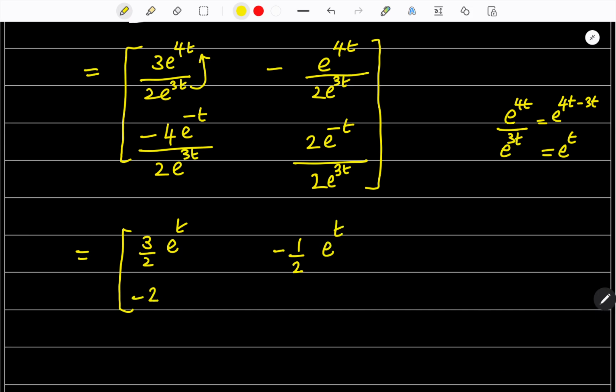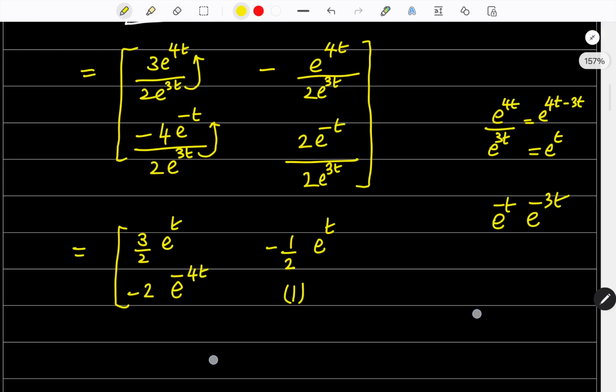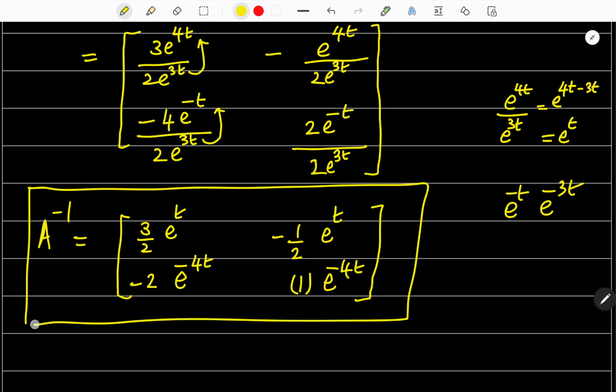And this is 4 by 2 is 2. This is e power minus t, this 3t comes to the top, so e power minus 4t. 2 by 2 is 1, okay, right? And e power minus t and e power minus 3t. So which is going to become what? E power minus 4t. So this is going to become your A inverse. Is it clear? Right. So for a 2 by 2 matrix, finding A inverse is very simple.